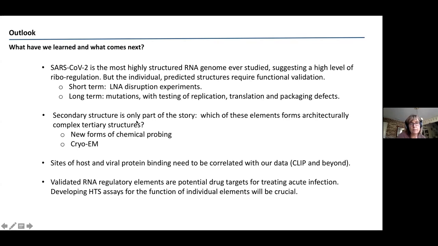Also, I want to emphasize that secondary structure is only part of the story. Some of these elements are likely to form tertiary structures, and there are new ways that we're doing chemical probing and cryo-EM to look at those. There are also important sites of host and viral protein binding, and we'll be using CLIP and other methods to look at that. And any validated RNA regulatory element is a wonderful potential drug target, because now we know we can target RNAs with small molecules.